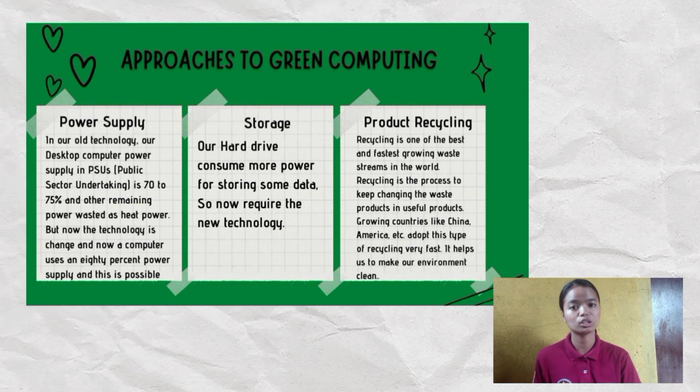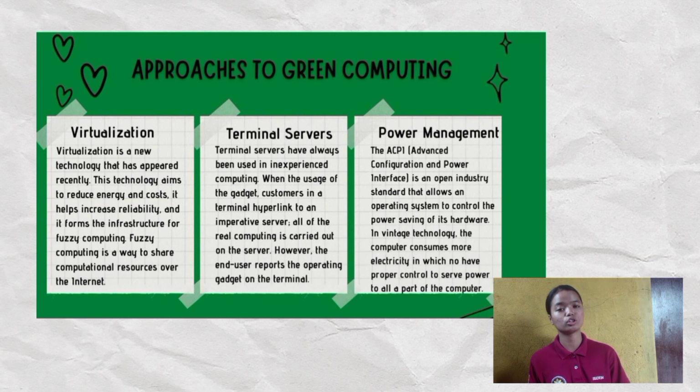So the next one is the storage. Aside from the traditional hard drives, you now have the SSD. SSD, or solid state drive, uses less power and is faster than hard drives. So next is product recycling. It is the process where used material is turned into new products. It focuses on reducing overall environmental impact. So the next one is virtualization. Virtualization allows multiple operating systems and multiple applications to run on a single computer.